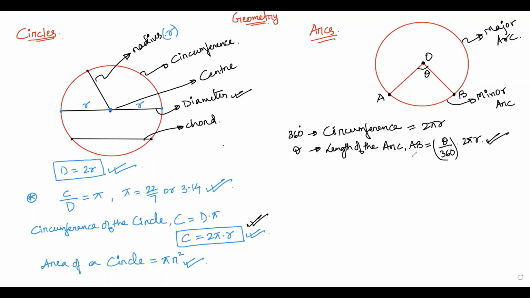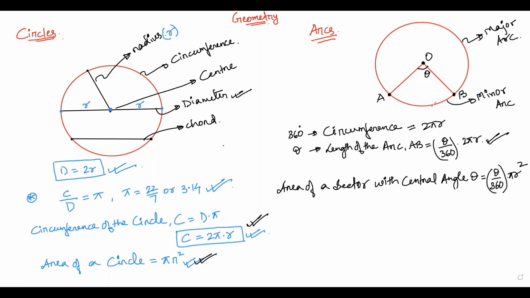In a similar way, we can find the area of this sector formed by the arc AB. We know the area of a circle is pi r square when the central angle is 360 degrees. So when the central angle is theta degrees, the area of the sector formed by the arc AB can be written as theta upon 360 into pi r square. So if we know the central angle theta and the radius of the circle, we can find the area of a sector formed by any arc on the circle.